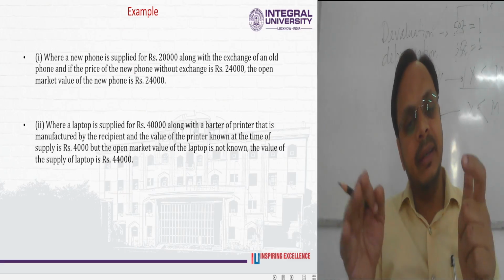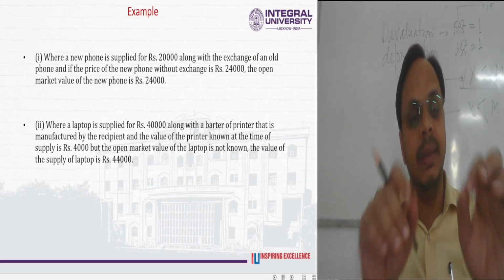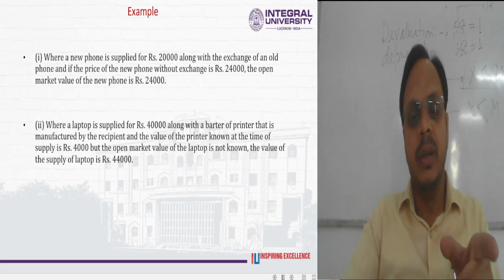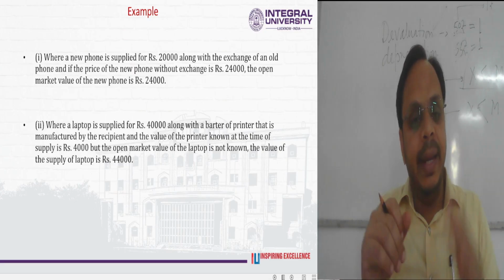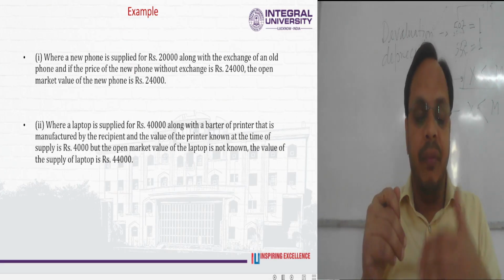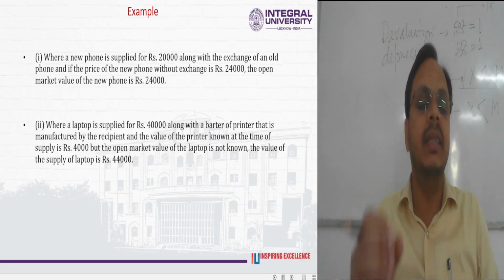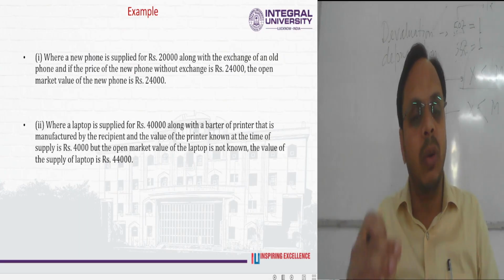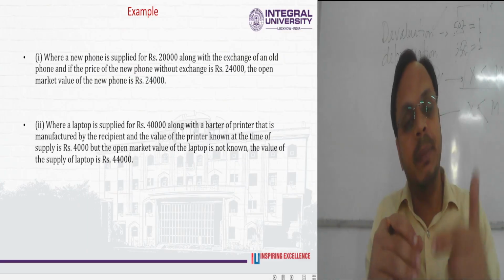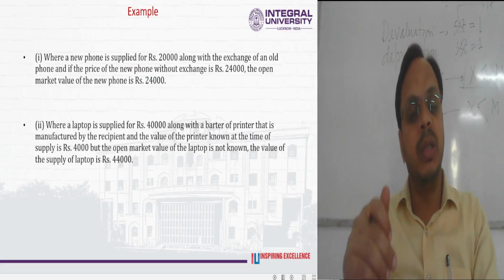Supplier X, one of the parties, supplies the goods, the laptop, for 40,000 rupees to Y. So X is the supplier, Y is the recipient of that goods. X has supplied a laptop, goods amounting to rupees 40,000, to Y, with the exchange of a printer manufactured by Y, the recipient of the goods, and the value of the printer known at the time of the supply is 4,000, but the open market value of the laptop is not known. So in that case the value of the supply of such product will be 44,000 rupees.